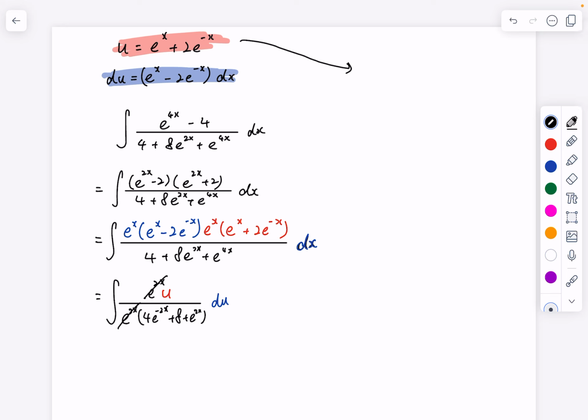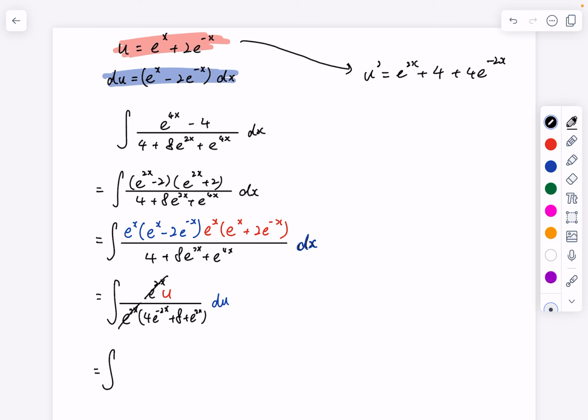This will give us u squared equal to e to the power of 2x plus 4 plus 4e to the power of 2x. As you can see, the two AB terms in the middle simplify to 1, which gives us 4 in the middle. Now, we see this plus 4, so that means we can change this to the integral of u over u squared plus 4, du.